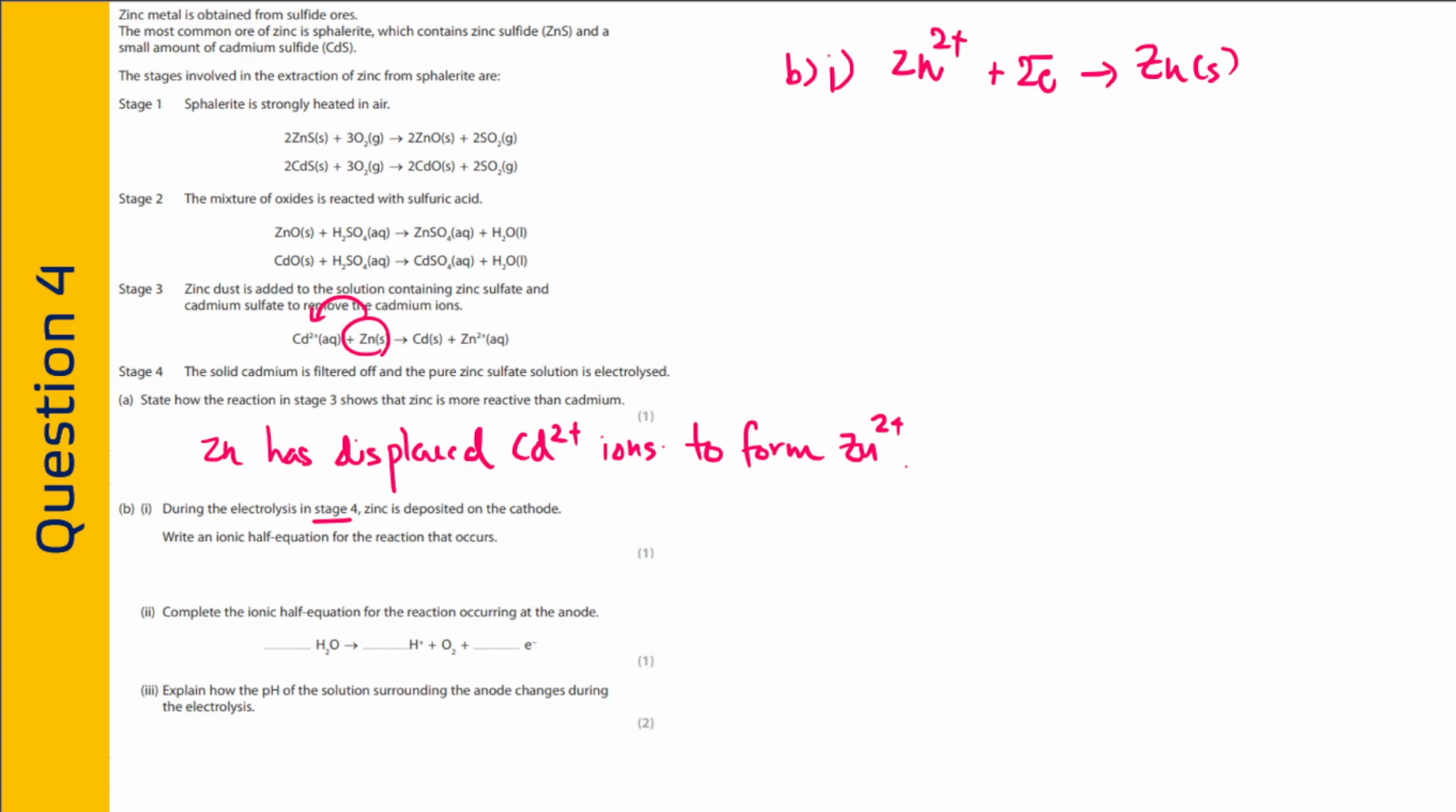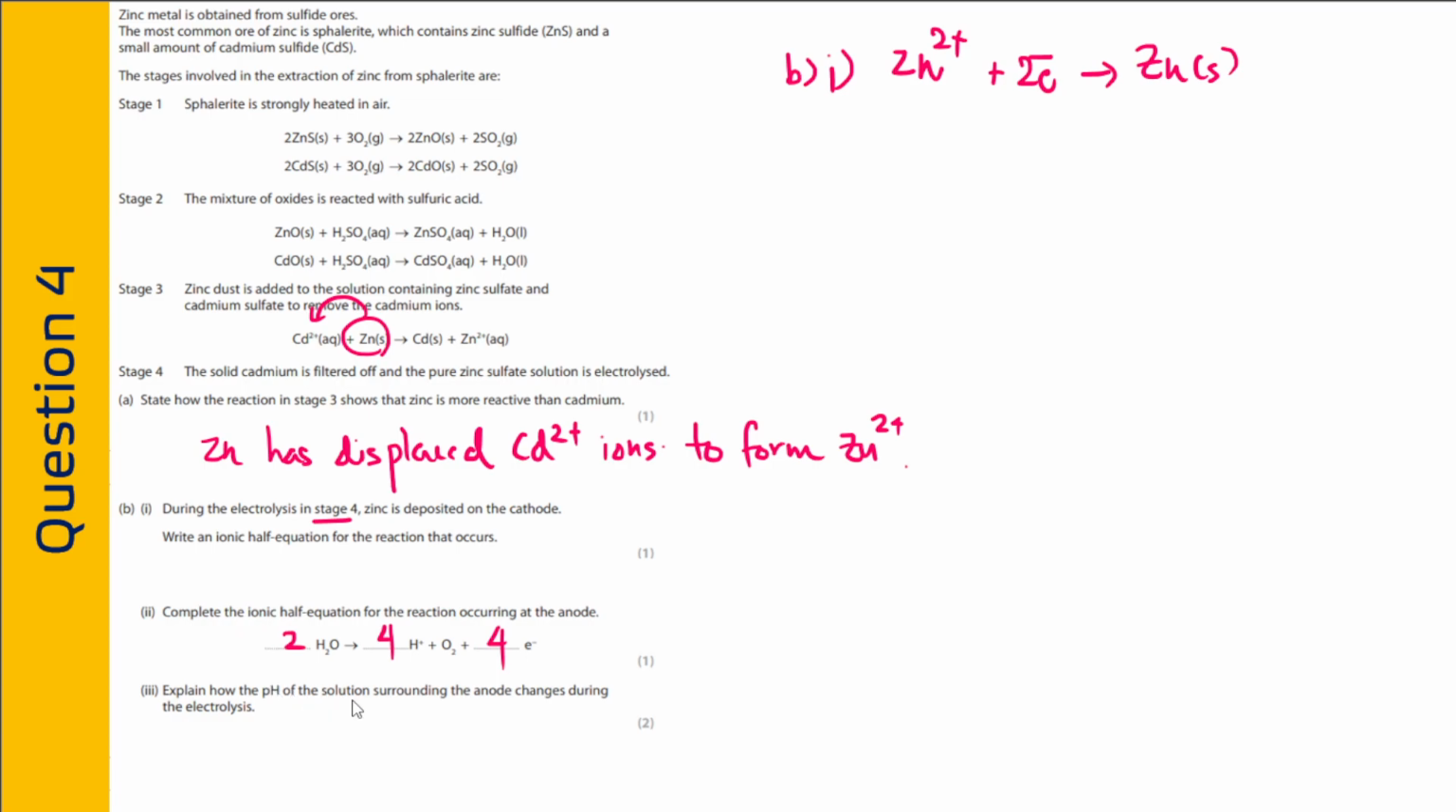Alright. Explain how the pH of... okay, sorry, I'll skip a question. So complete the ionic half equation for the reaction occurring at the anode. So let's try to balance the number of hydrogen first. So we have 2 hydrogen on the left, 1 hydrogen on the right, and oxygen is 1, 2. Okay, so let's try to balance this. We can multiply this with 2, multiply this with 4. So our charge is 4+ here. So we need 4 electrons to balance it out.